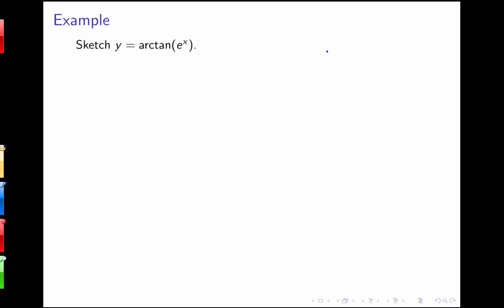So here we have an example where we want to sketch y equals arctan of e to the x. So I'm going to follow the same steps. I'm going to get a very different looking picture. So let's see, my domain here, well, I know that e to the x has a domain of all real numbers. So I want to think a little bit about the arctangent function.